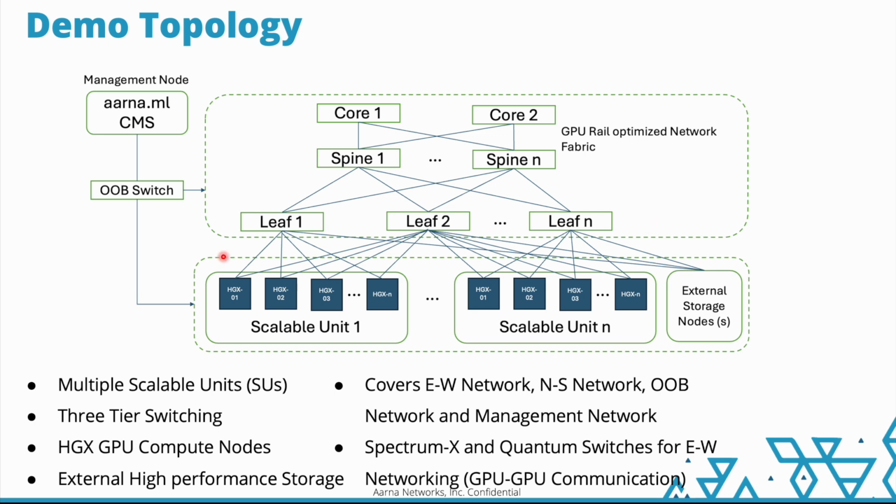So this is the demo topology. So this represents a real world deployment. So we have multiple scalable units which are comprising of GPU compute nodes, and these various compute nodes which are organized in scalable units and along with external storage, these are connected with multi-tier switching of leaf spine and core switches, and then we have out of band switch, and our software itself sits in a management network and is connected to all the compute nodes and switching elements through an out of band network.